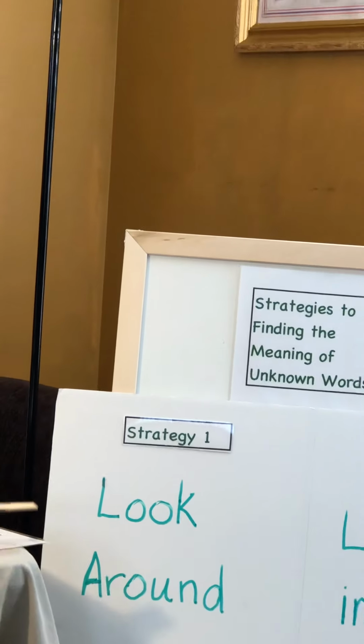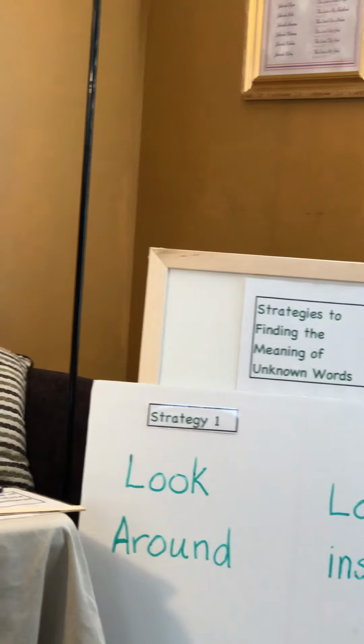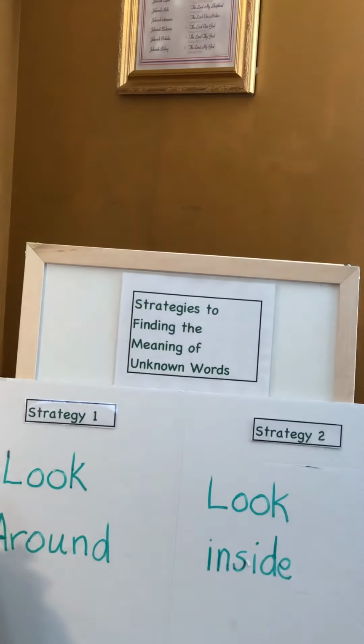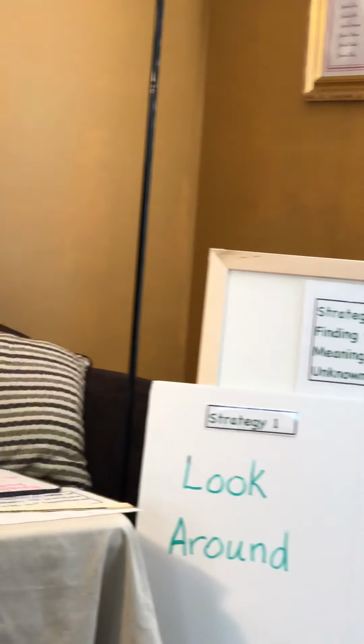Now, boys and girls, let's look at the strategies again. Let's look over here. The first strategy is to look around the word. Remember, students, we are looking for context clues or hints to help us to understand what the unknown word means. Let's look at strategy number 2, to look inside the word. With this strategy, students, we are looking at the word itself. We are looking for a prefix, suffix, or a base word to help us to understand the unknown word.